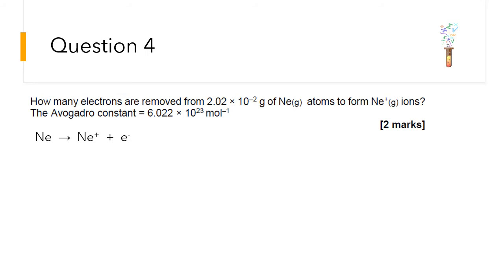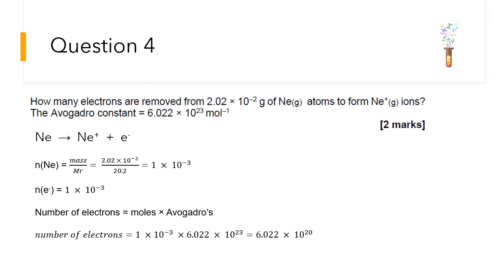First thing we need to do with the mass and a formula is work out moles. So I've got the number of moles of neon here. And the question is about electrons. So if I've got this 1 mole of neon, I've got 1 mole of electrons. If I've got 1 times 10 to the minus 3 of neon, then I've got the same number of moles of electrons. But it's how many electrons, and this is Avogadro's constant, which is how many are in 1 mole. So I'm going to times these two together and get this number. So it's 1 mark for the mass over MR calculation and 1 mark for multiplying that answer by Avogadro's constant.